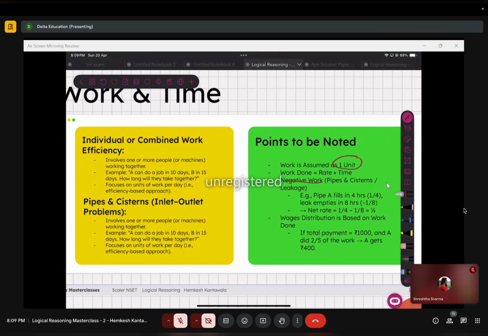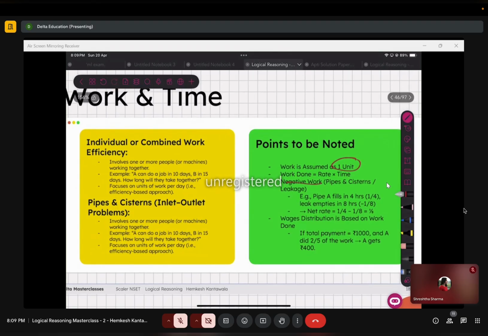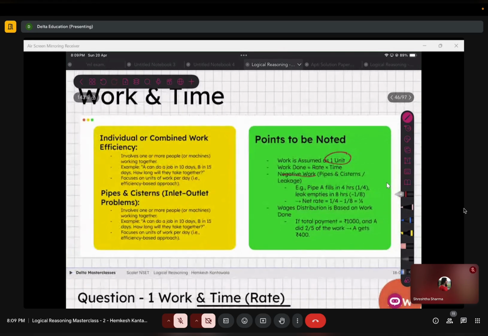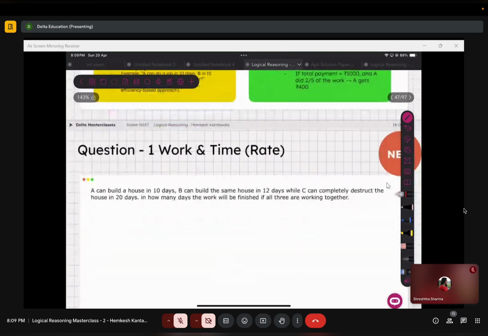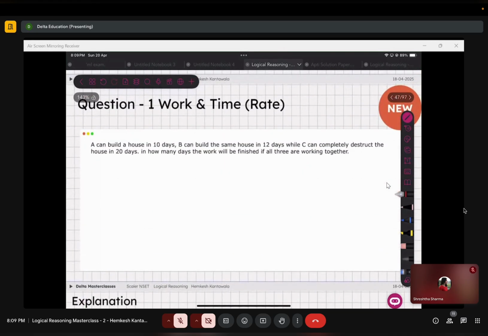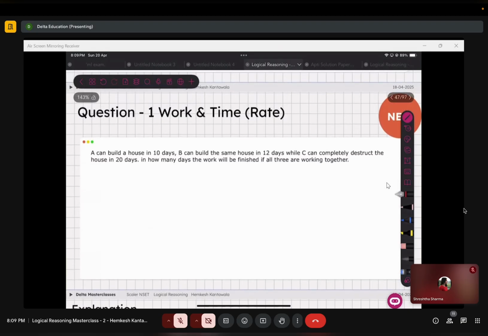If I want to tell you more about rate, if a person is able to complete the construction of a building in 10 days, then the rate of his construction is 1 by 10. So he would be able to do 1 by 10th of the work in a single day. Correct. This is what rate actually means. So from work done, I have taken three basic questions, which are completely different. The first question from the work and time section is based on rate.